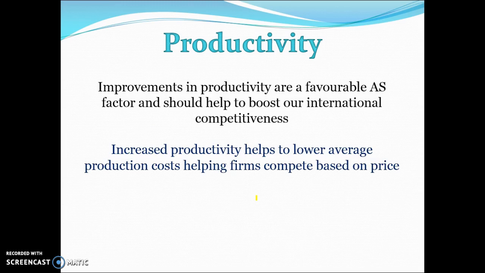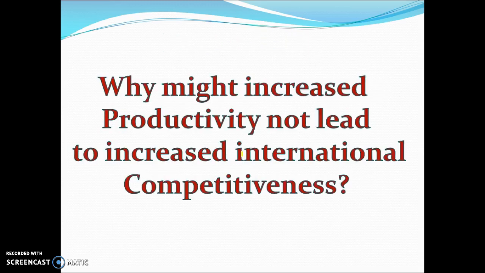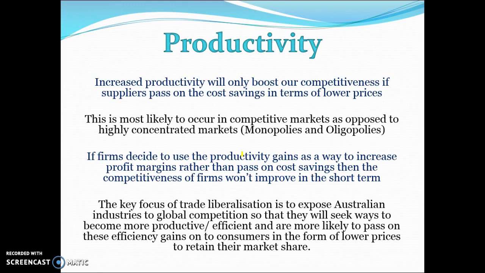So improvements in productivity are a favourable aggregate supply side factor, and they should boost our international competitiveness. The idea is that increased productivity, specifically if it goes up faster than our cost of production, should help to lower firms' average production costs and decrease prices. It's not always the case though. Increased productivity can occur and not lead to increased international competitiveness, and that can occur if we increase our productivity but we don't actually pass the savings on to consumers.